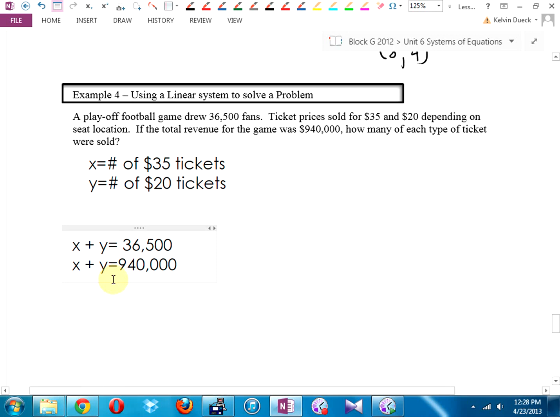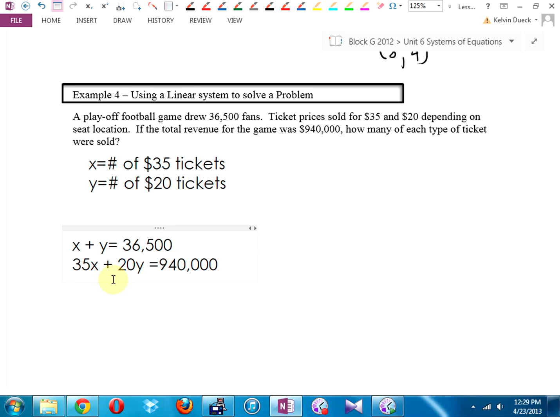Ah, Tawny, I heard her brain go click. Talk to me, Tawny. 35 bucks times the number of $35 tickets plus what? 20 bucks times the number of $20 tickets equals that. There's your two equations. A revenue equation and a how many equation.